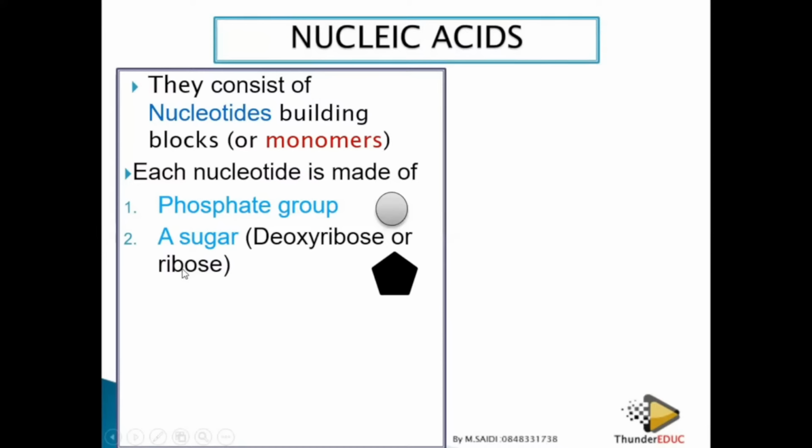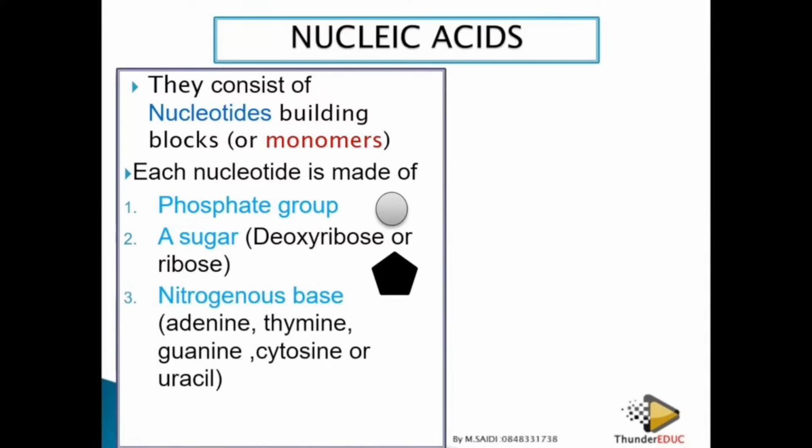So in the exam, what are we going to ask you? We are going to ask you, name this sugar. Don't call it a pentose. If it's DNA, tell us it is deoxyribose. If it is RNA, tell us it is ribose. So we shall see when you go to the questions very well, so that you can answer these questions without stress.